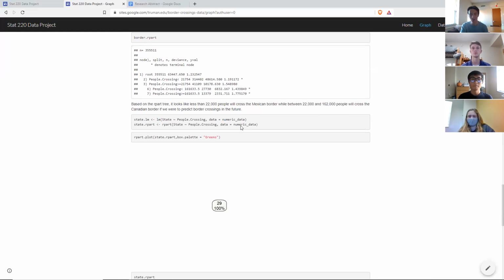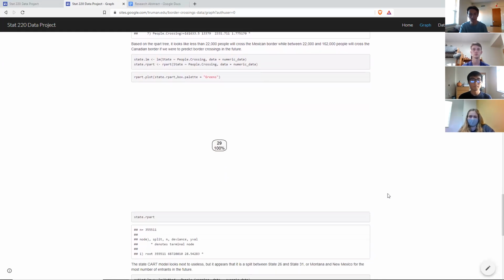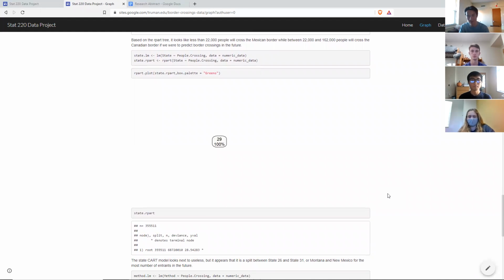The CART model for states was not all that helpful after converting it into numeric data, because it gave us state number 29, which is not actually part of our data set. So we decided that it was sort of a split between Montana and New Mexico.